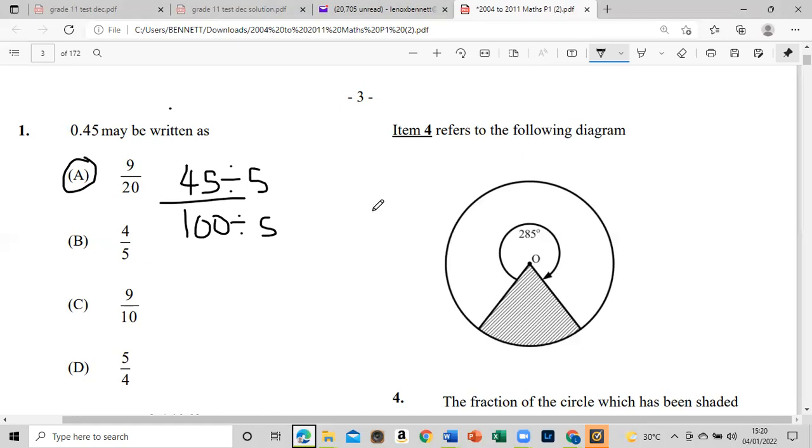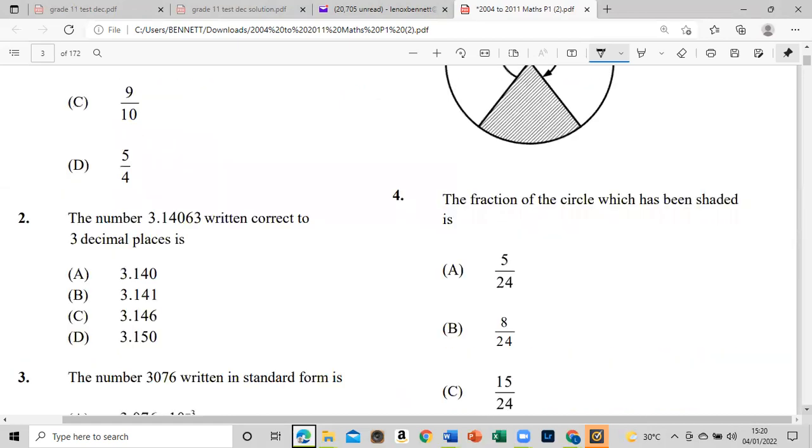All right, let's move on to number two. The number 3.14063 written correct to three decimal places is... so first, how many decimal places is it? Three. So first we have to go to the fourth number. If it's three decimal places, then what? You have to go to the fourth number after the decimal point.